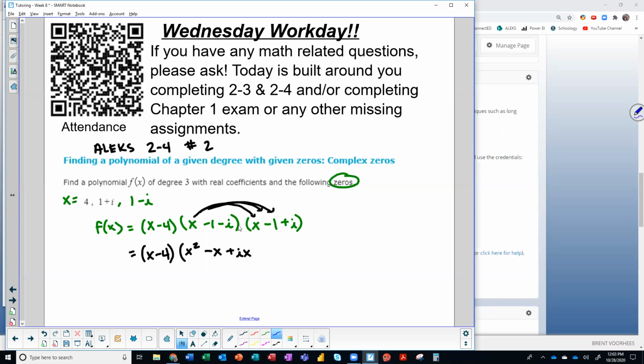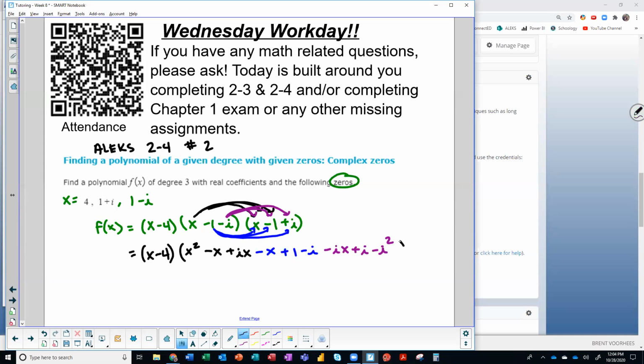And I'm going to switch colors to make this easier here for the next term. So now I'm going to distribute this portion through. So I have a negative x, negative 1x. A negative 1 times a negative 1 is a positive 1. And here I have a negative 1 times a positive i. That's a negative i. And so now, last distribution here, I have a negative ix. A negative i times a negative 1 is a positive i. And then a negative i times a positive i is a negative i squared.